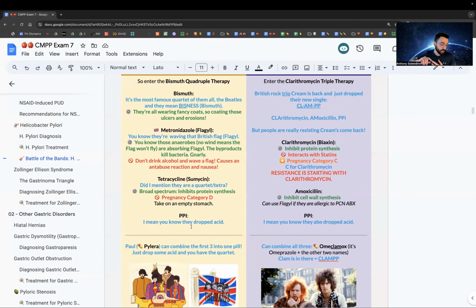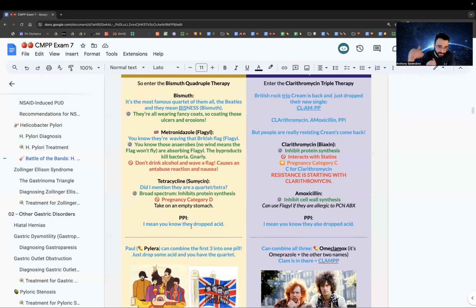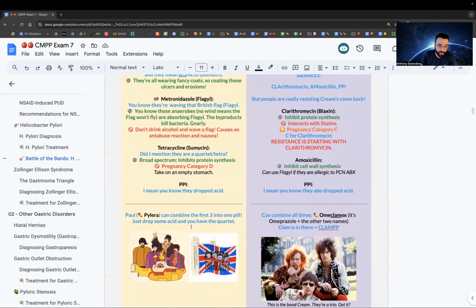Now, there's another part of this. If we want to combine 3 of these meds, the bismuth, the Flagyl, and the tetracycline, you can use something called Pylera. Pylera sounds a lot like Paul, and Paul McCartney was in the Beatles. So Pylera goes with the bismuth quadruple therapy, but it combines bismuth, Flagyl, and tetracycline. And then you just throw on the PPI of your choice, and you have that therapy.